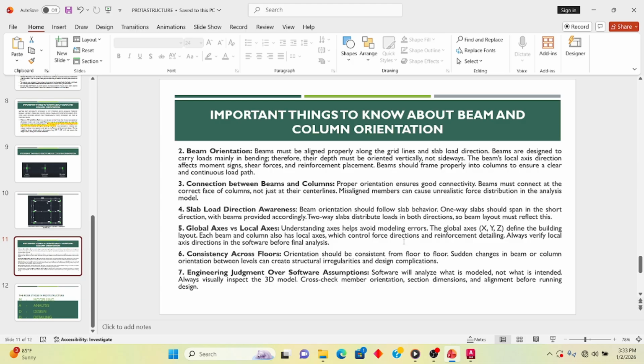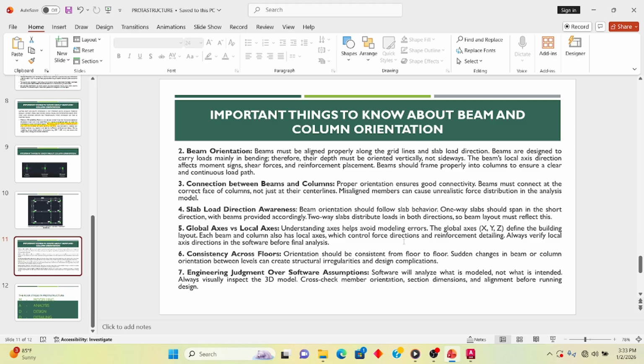Sudden changes in beam or column orientation between levels can create structural irregularities and design complications. So the next one is, like I said, consistency across floors. Make sure that your orientation is consistent from floor to floor. Avoid sudden changes in beam or column orientation between floors, because it can create structural irregularities and design complications.